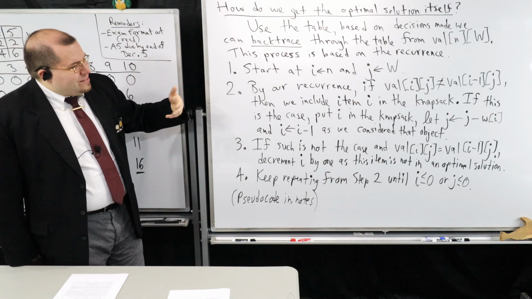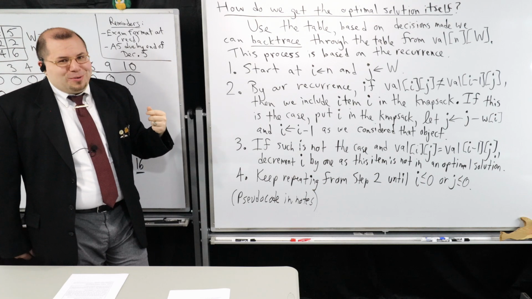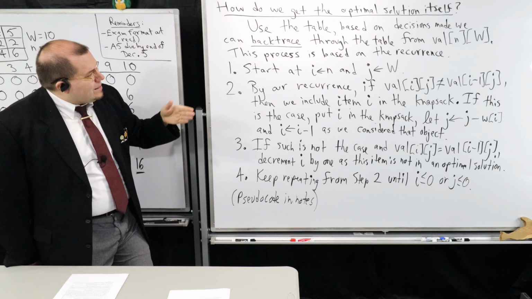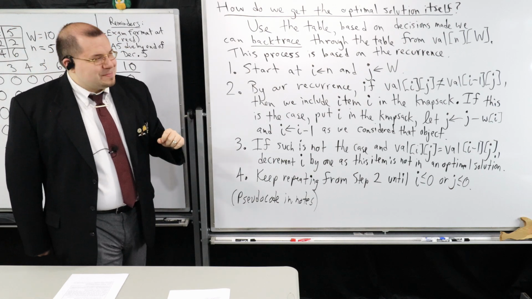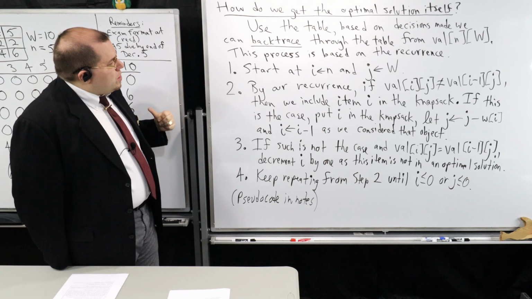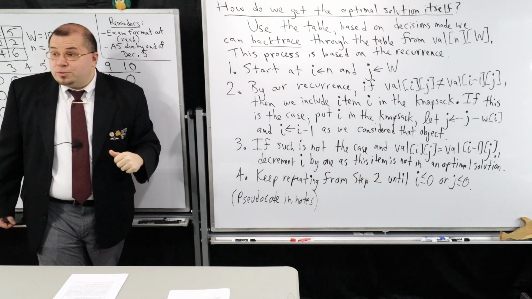Sometimes people call it backtracing. Some people call it the process of constructing the solution. I like to call it backtracing because it's like you're tracing back through all your decisions. So we start off in that bottom right corner, and it's based on the recurrence.